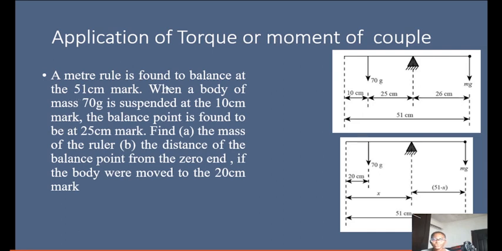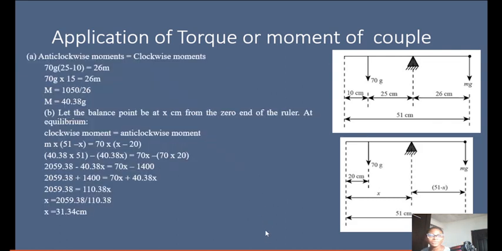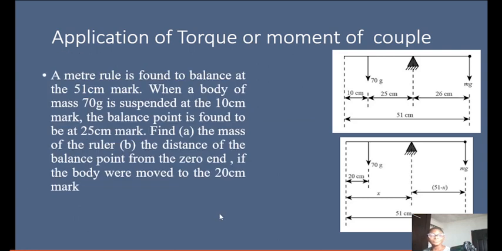So a meter rule is found to balance at the 51 centimeter mark. When a body of mass 70 gram is suspended at the 10 centimeter mark, the balance point is found to be at 25 centimeter. So the thing is this, at the initial point, let's go to our board.